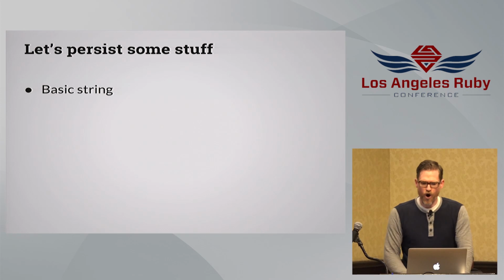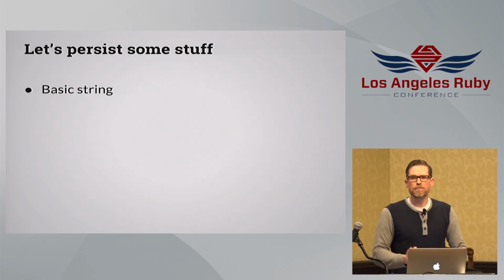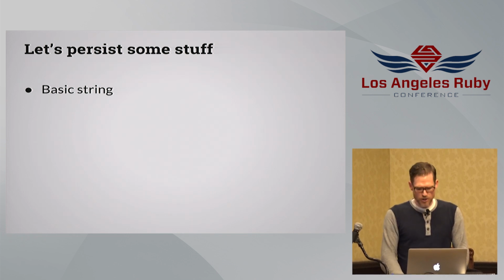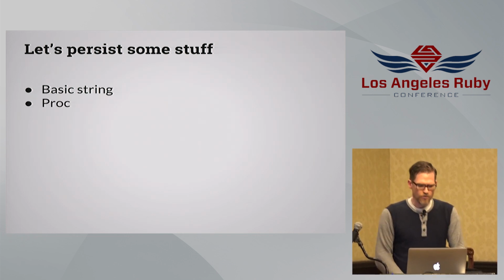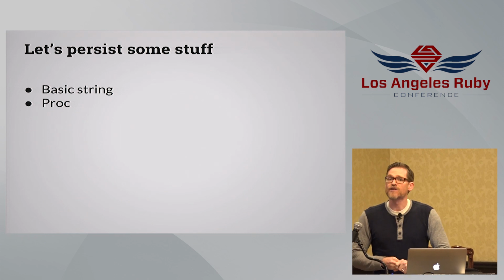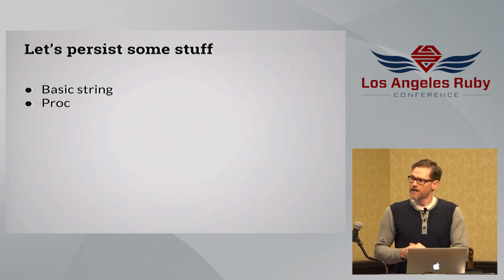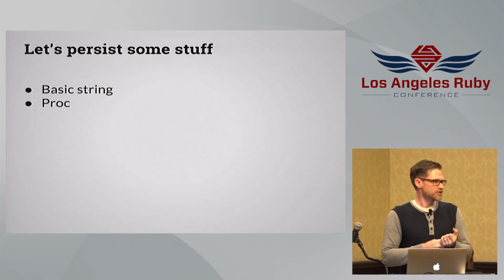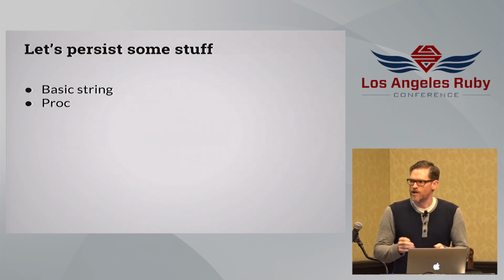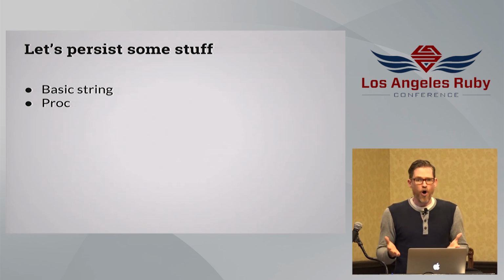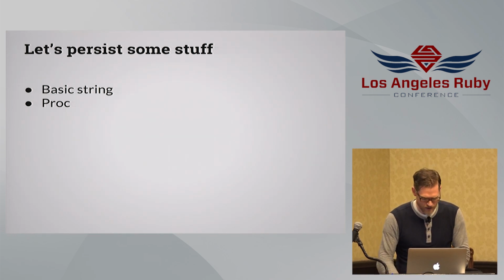So I want to walk through and show just persisting a basic string. MagLev lets you persist, and we're going to go through persisting a proc. With MagLev, you can persist almost anything. There are a few things that don't really make sense to persist. Among those are I/O handles, like it doesn't make sense to persist a socket, as well as mutexes and semaphores. Almost anything else can be persisted.